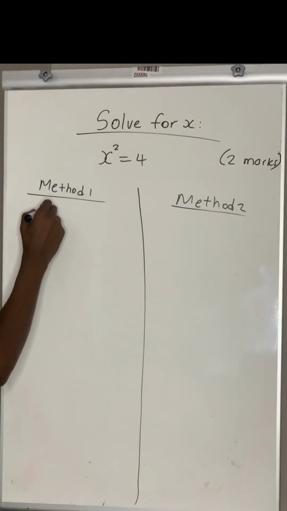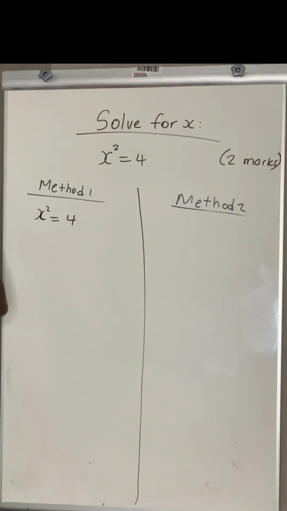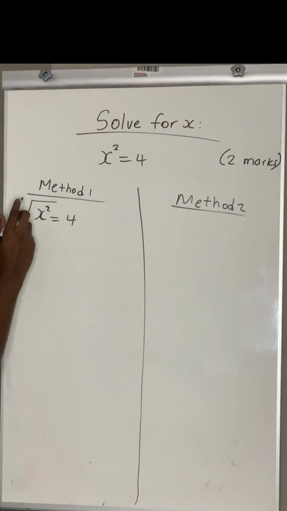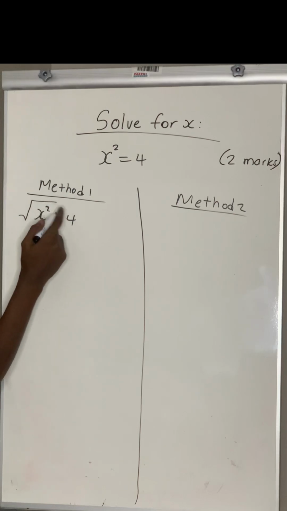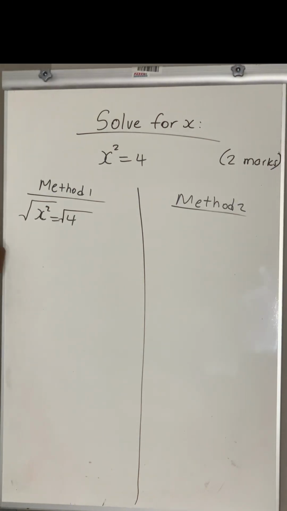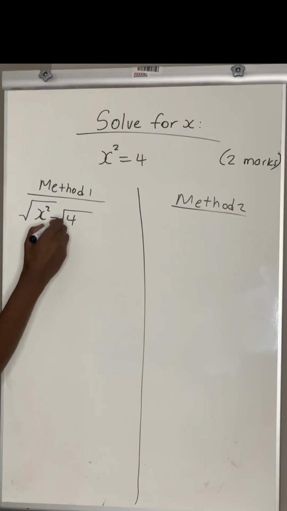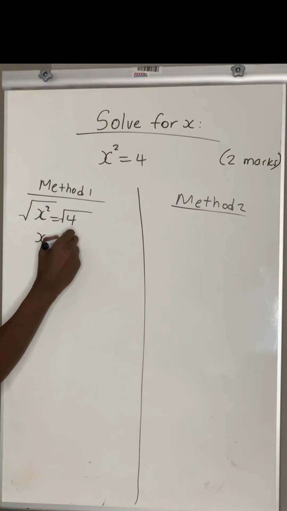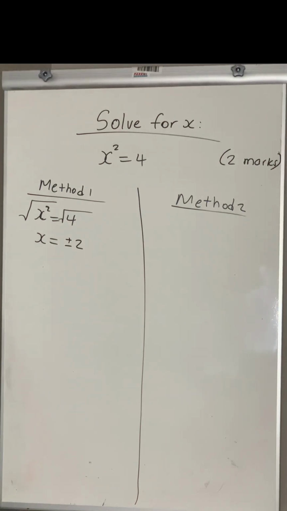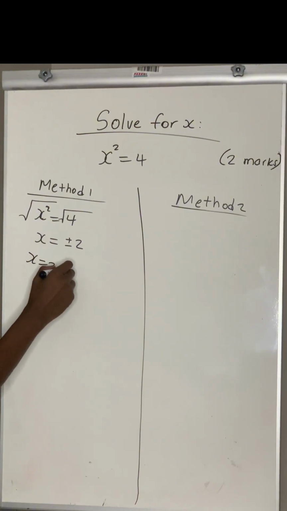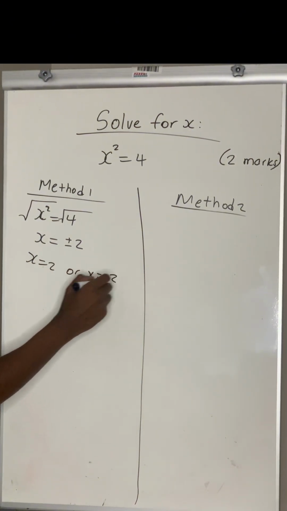So x squared is equal to 4. Now remember, we're trying to solve for x. What you can simply do for method 1 is introduce the square roots here, because we're trying to get rid of the exponent 2. And remember, since it's an equation, what you do to the left, you also do to the right hand side. The square root cancels the exponent 2, so x is equal to the square root of 4, which is plus or minus 2. So this is the answer for x: x is equal to 2 or x is equal to minus 2.